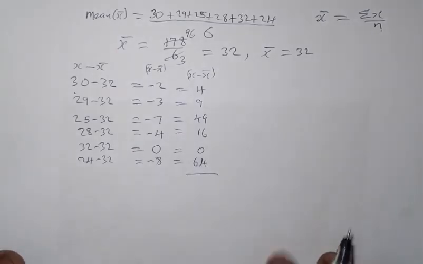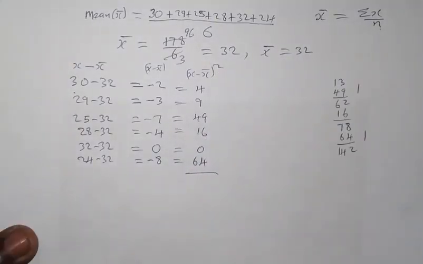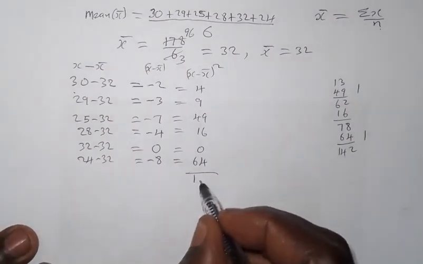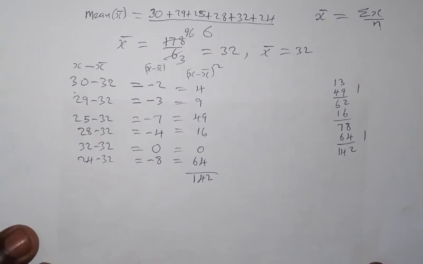So remember, we squared it. What we'll do now is calculate the sum of these. When you sum this, you have 142.